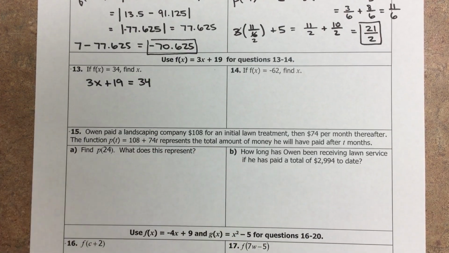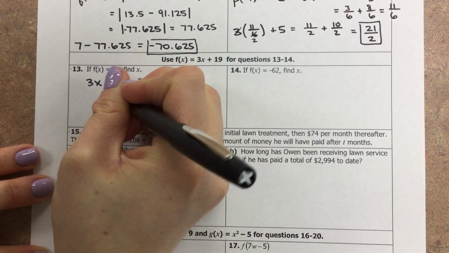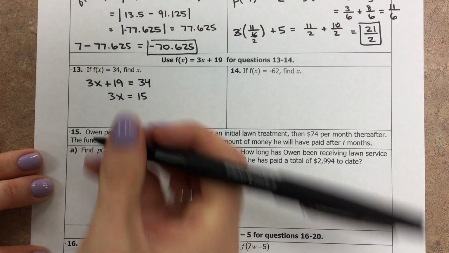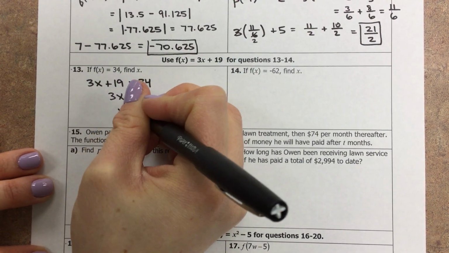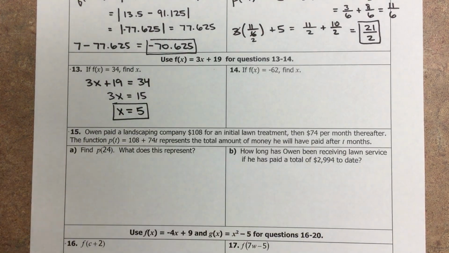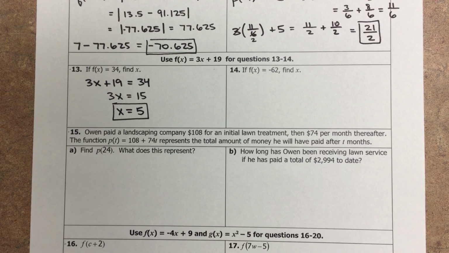So this one, we're going to start by subtracting 19 from both sides of the equation. So when we subtract 34 minus 19, we get 15, and then divide both sides of that equation by 3. So 15 divided by 3 leaves us with 5. So that's kind of reversing the process. That's basically saying if I were to plug 5 in, I would get 34. So I'm working my way backwards.